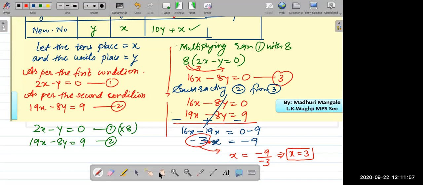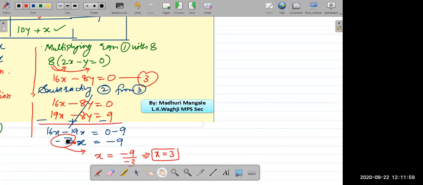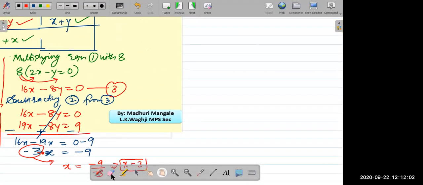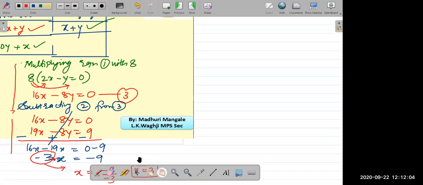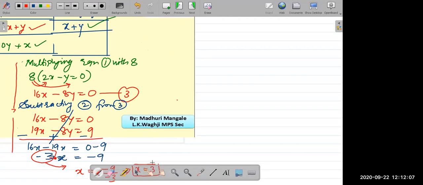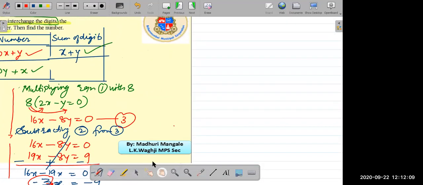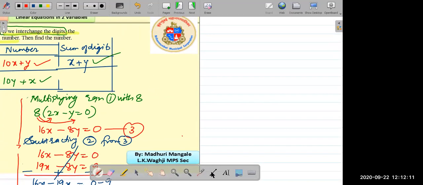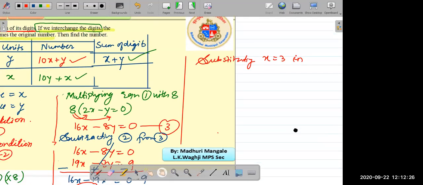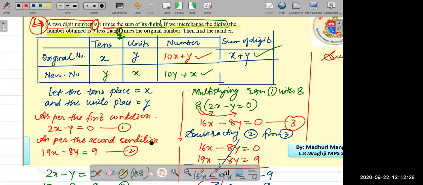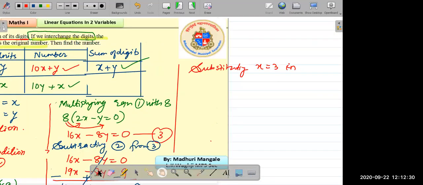And now we need to find y. So what is y? How do we find that? We will substitute x in any one of the equations. So substituting x equals to 3 in any one of the equations. Let us use the first equation, 2x minus y equals to 0.